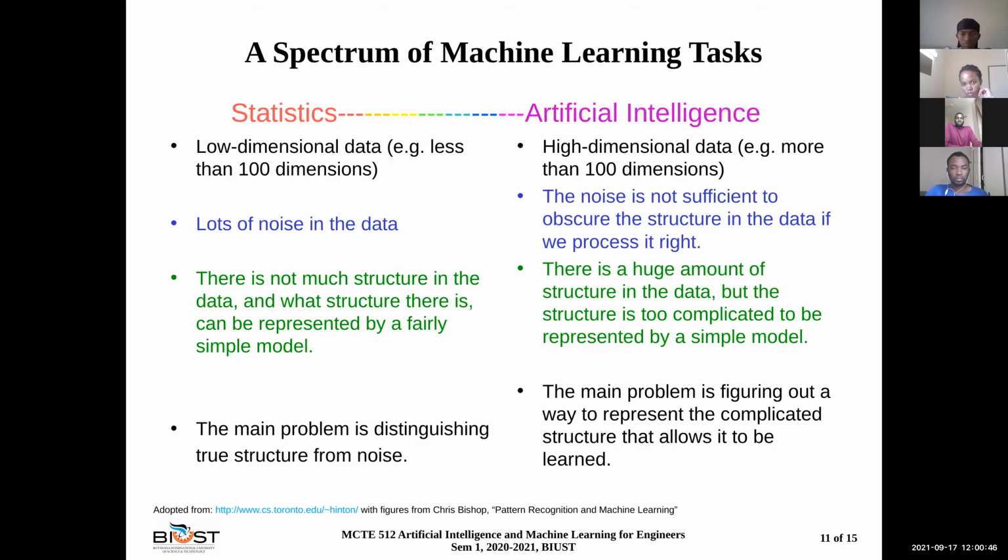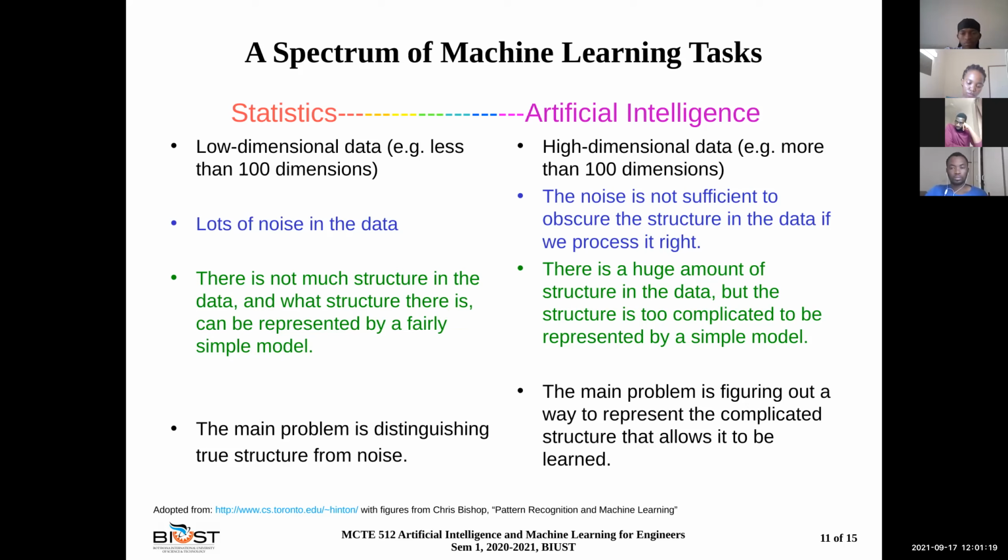Okay, so comparing statistics and artificial intelligence or machine learning. In statistics, normally the dimension of the data is lower. When the data becomes very, very high-dimensional, then we use artificial intelligence or machine learning. For example, facial recognition, where the data is so much, or a self-driving car, where for sure the data is so much.